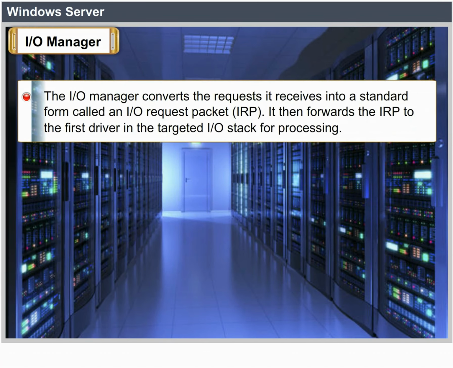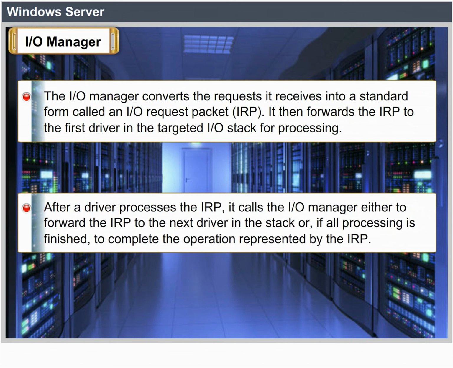The I/O Manager converts requests it receives into a standard form called an I/O request packet (IRP). It then forwards the IRP to the first driver in the targeted I/O stack for processing. After a driver processes the IRP, it calls the I/O Manager either to forward the IRP to the next driver in the stack or, if all processing is finished, to complete the operation represented by the IRP.